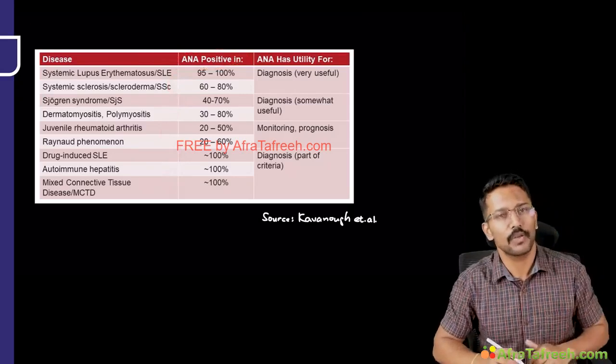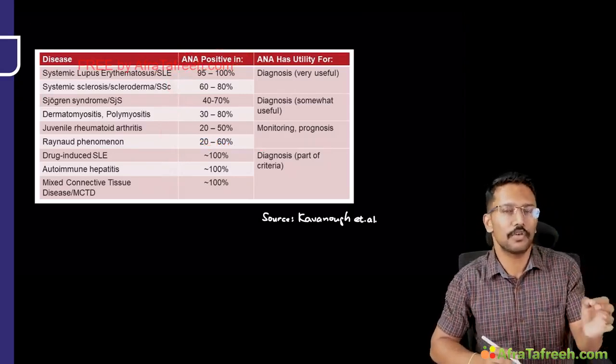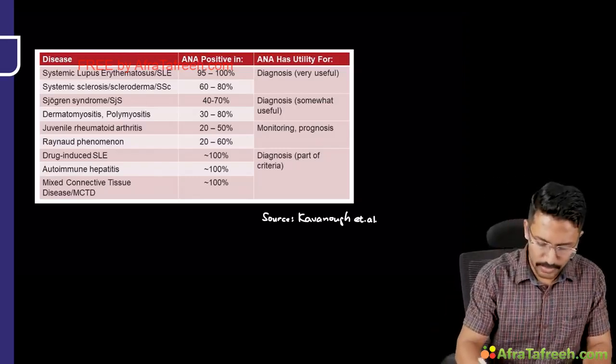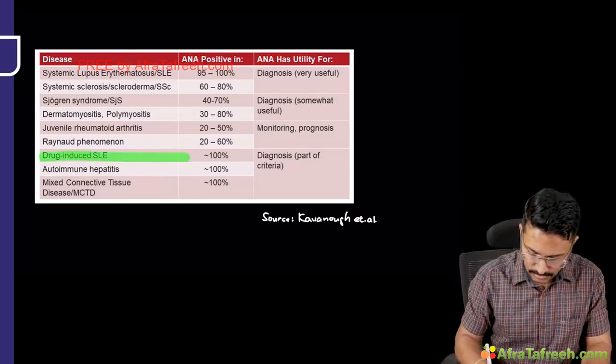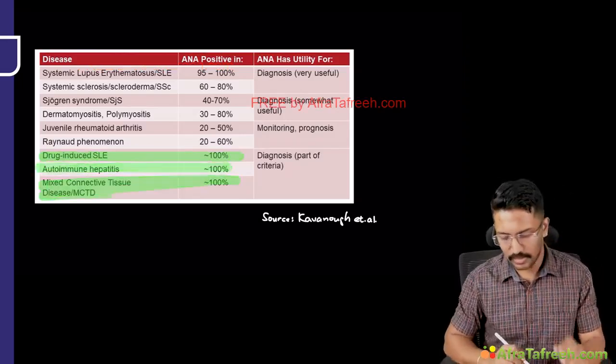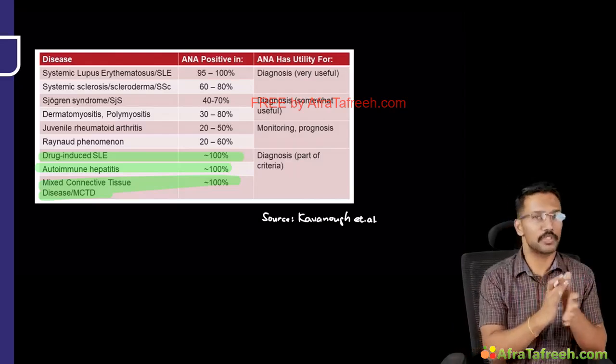And from this table, what examiners can ask you is, in which of the following rheumatological disorders is ANA 100% positive, right? And from the table, you can decipher that there are 3 things: drug-induced SLE, autoimmune hepatitis, and mixed connective tissue disorder. These 3 are conditions where the ANA is 100% positive.